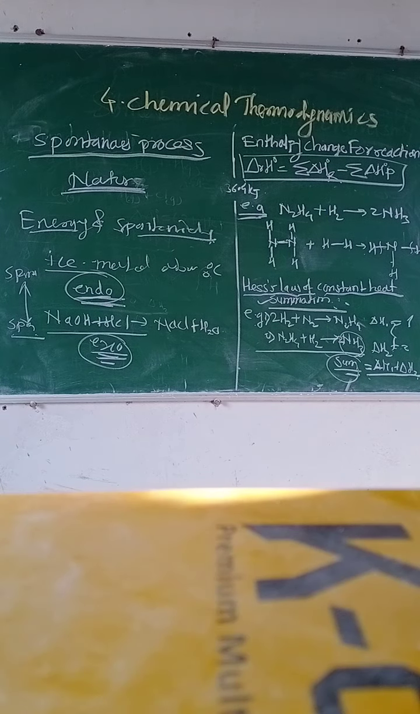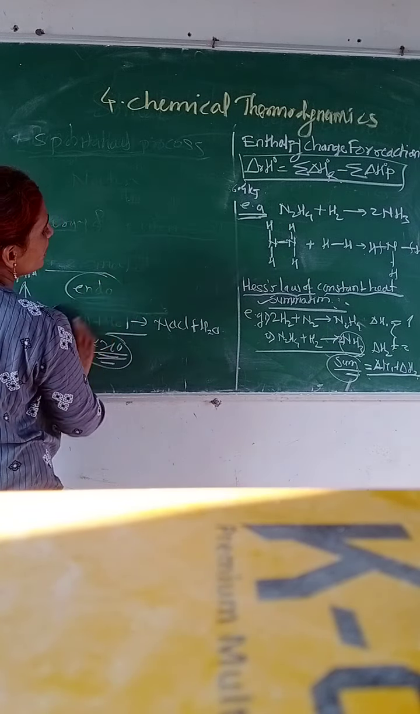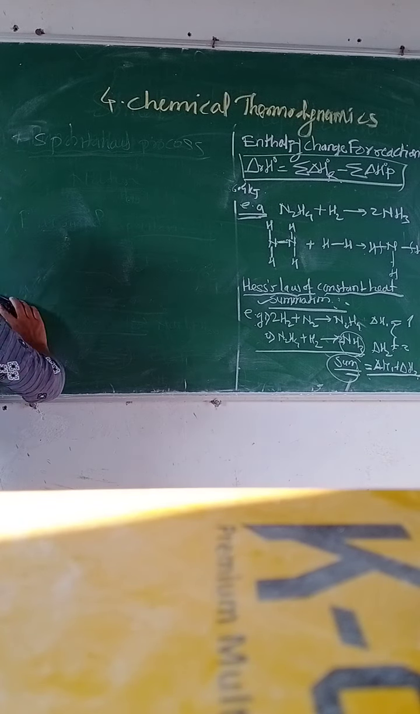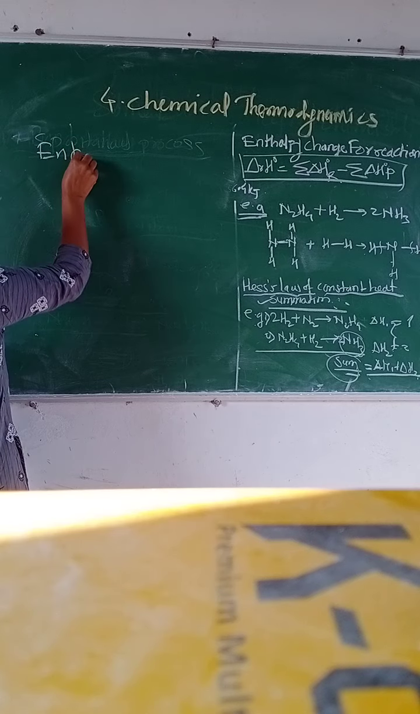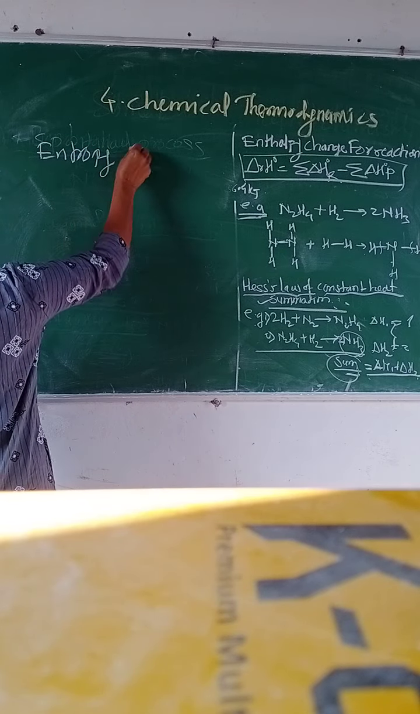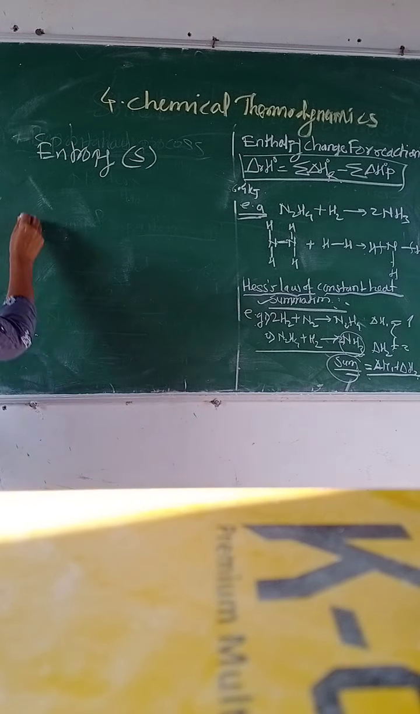So the next term that is developed is entropy, and that entropy will be explained here. Entropy is denoted by the letter S. Let us take the example of ice.